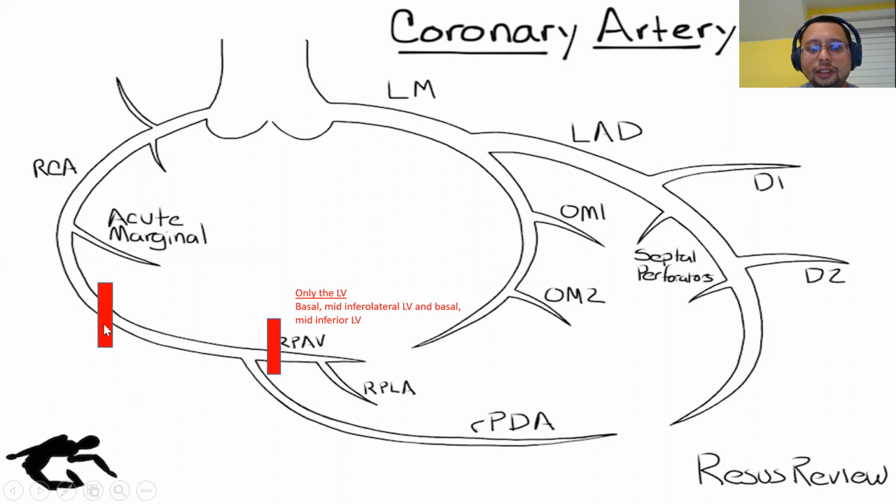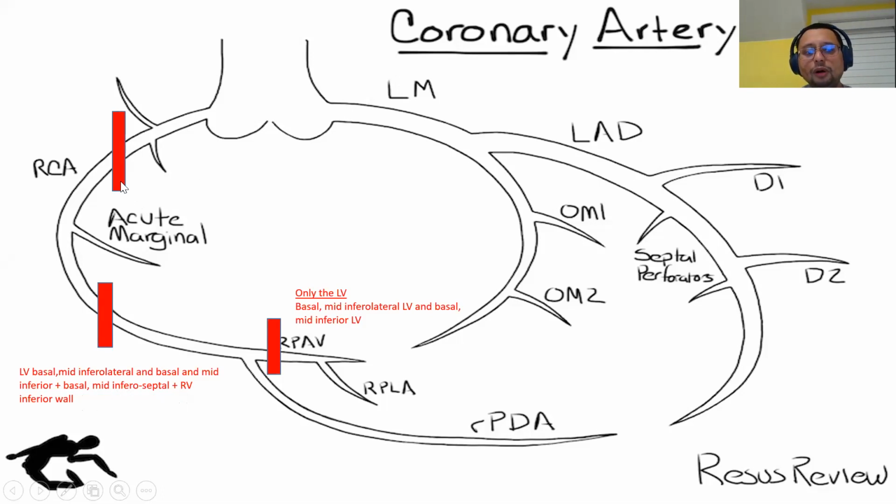Now, let's say you go a little bit proximal, and now you have covered your PDA branch. So what you have now is a combination of the initial one, so the basal and mid-inferolateral of the left ventricle, the basal and mid-inferior of the left ventricle, but now you also have, in addition, the area supplied by the PDA, which is the basal and mid-inferoseptal, shared with the left ventricle, and also the right ventricular inferior wall. So whenever you have this kind of infarction, always check the right ventricle inferior wall.